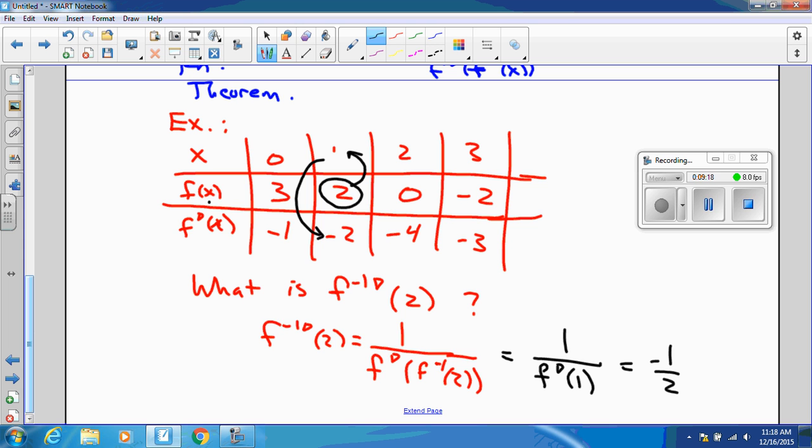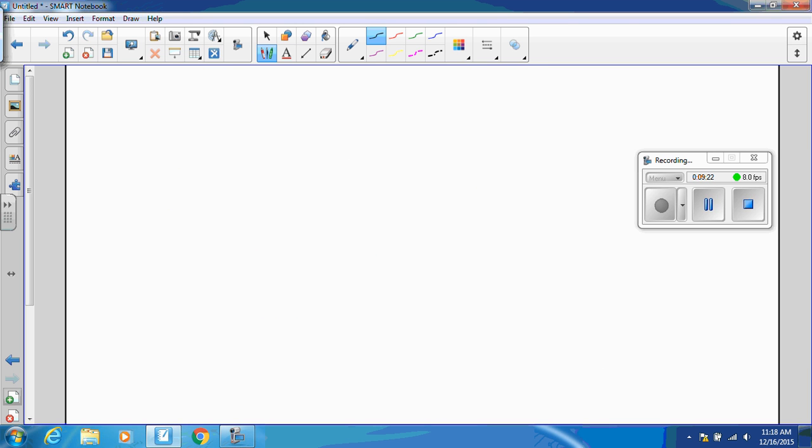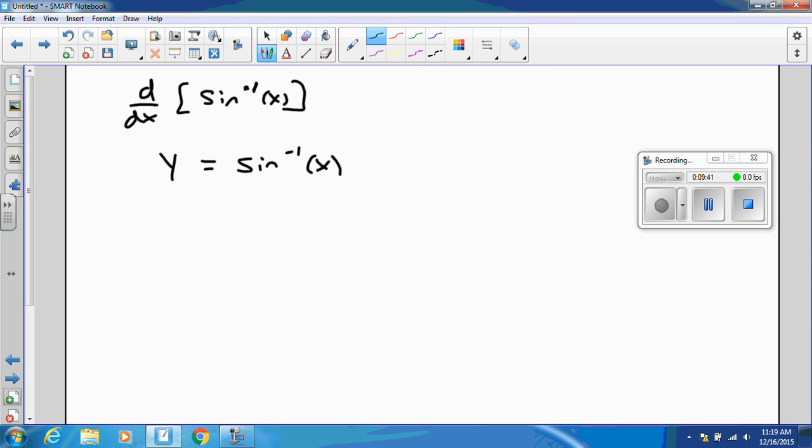Derivatives of inverses can also be thought of in terms of implicit differentiation. So for example, when I wanted the derivative of the inverse sine of x, remember these inverse trig function derivative rules? Then the way that I got that was to use some implicit differentiation. My problem is that I have y equals inverse sine of x, and what I want is to find dy dx.